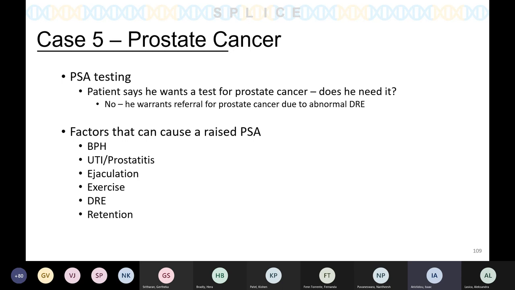Mentioned all those here. And as someone mentioned as well, the PSA test is something you might have to explain in an OSCE potentially, that the test isn't that good. Its sensitivity and specificity aren't that good. Lots of people have a high PSA and get investigated for prostate cancer and they don't have it.